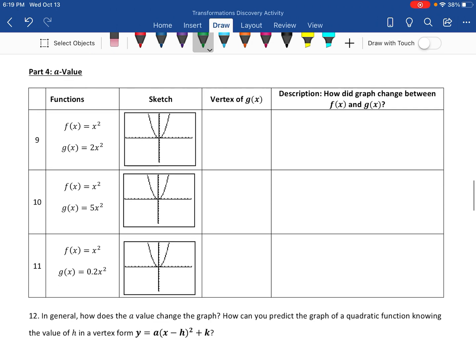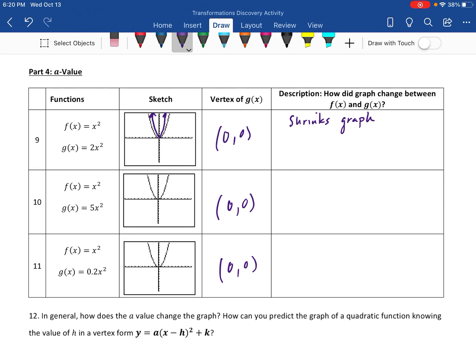The next ones are the a value. So if you go ahead and pause the video, finish the next 3, before I complete this. Now the vertex to number 9 does not change. Actually, the vertex to all of these do not change. It stays the same. The only thing that happens is that your graph will look something like this. So what happens is that your graph shrinks. That's it.